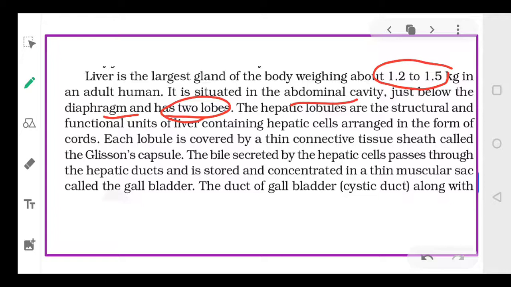Each lobe is covered by a thin connective tissue which is called Glisson's capsule. So your lobule is surrounded by Glisson's capsule, and the liver produces a secretion which is called bile, and this bile is then stored in the gallbladder.